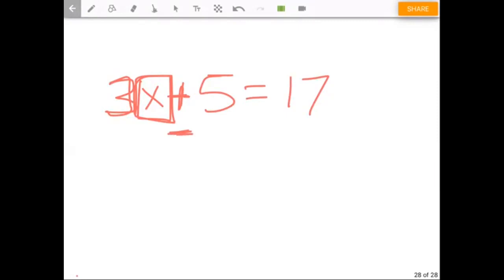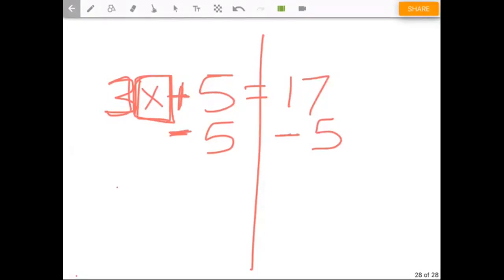And whatever you do on one side, sometimes people will put a line here, because whatever you do on the left side, you have to do on the right to keep it balanced. So we have 3x. Nothing happened there, so we just bring it down. But then we have +5 minus 5. So those cancel each other out.